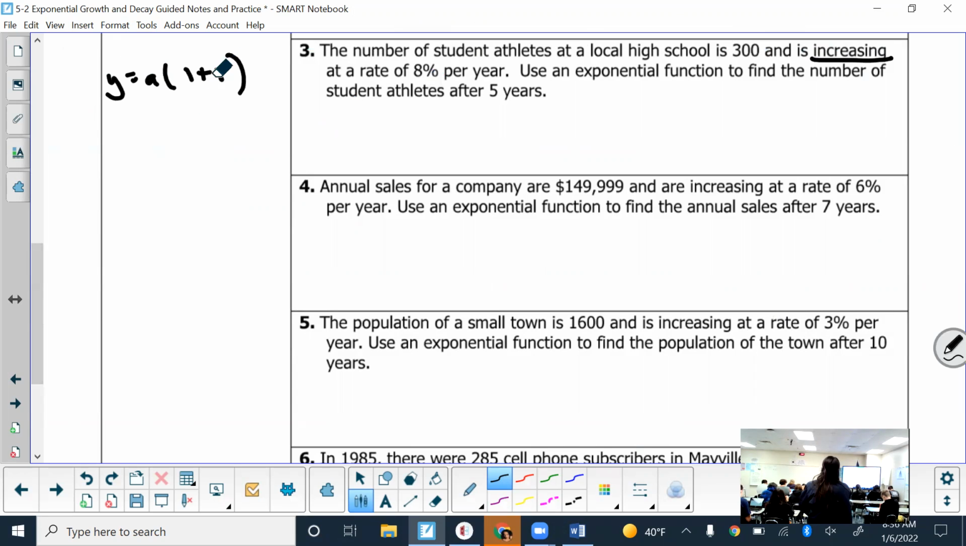All right, but it's the one where it's 1 plus r to the t power, and then that a over here. So A stands for what? Initial amount, and what is my initial amount in this one? 300. What is my rate? Good, and then just make sure we don't put 8 right here, do we? 8% as a decimal is 0.08.